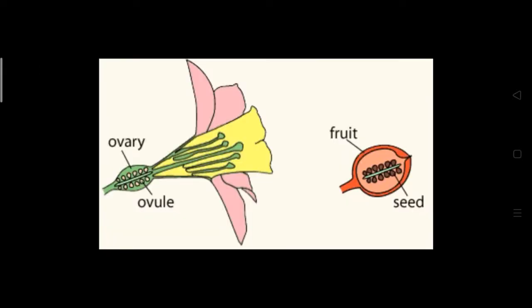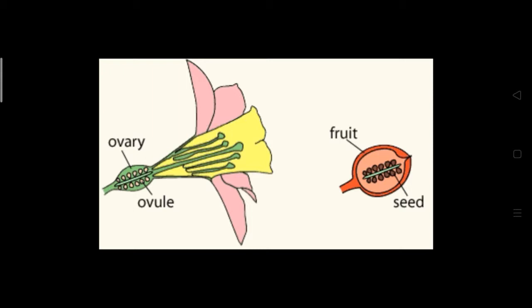We can see one more figure. Here only the ovary portion, which contains the ovule, is labeled. We have discussed that only after pollination can a flower develop a fruit. So this is after pollination. The ovary contains the ovule. You can see the ovary will become the fruit, and the ovules inside the ovary will develop into seeds.